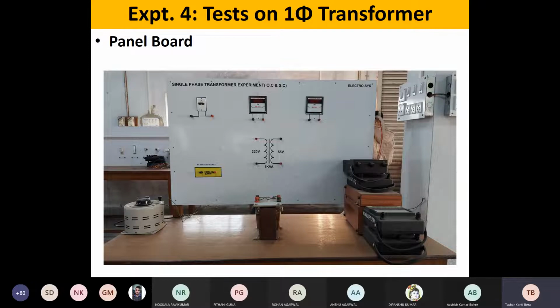What is the panel board? The panel board is one kind of simple board which is used for installing lightweight instruments, as well as for showing the circuit connection, and also for helping us to connect the instrument very nicely. So here we can see that a transformer is drawn. That means this is the actual physical transformer.